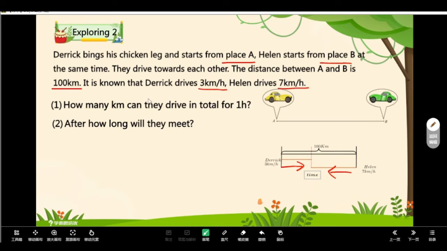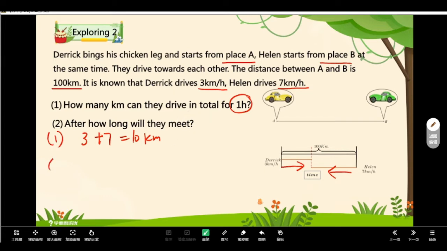So how many km can they drive in total for 1 hour? What is your answer? Yes, we can just use 3 plus 7 equals to 10 km, because 3 km per hour is talking about in 1 hour Derek drives 3 km, and also in 1 hour Helen drives 7 km. So 3 plus 7 equals to 10 km is the total distance that Helen and Derek drive in 1 hour.